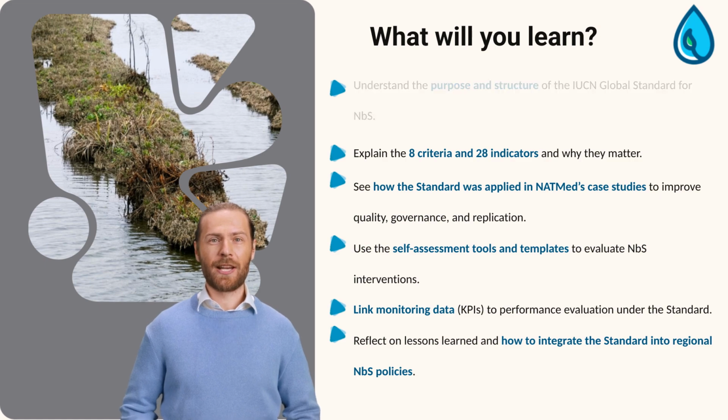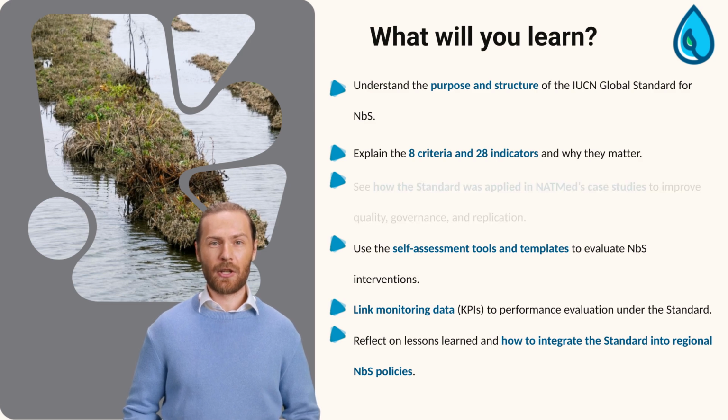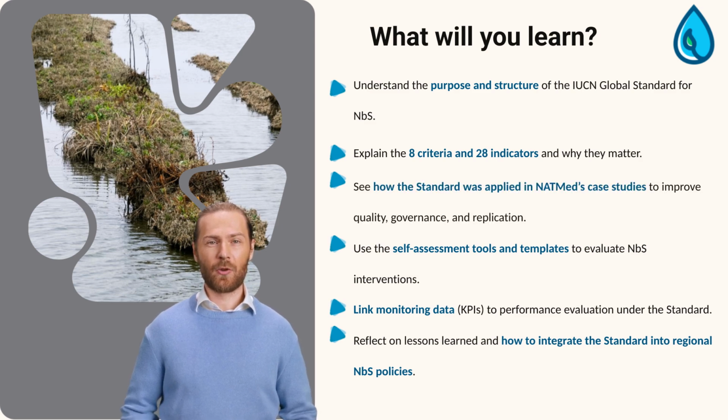First, you will understand the purpose and overall structure of the IUCN Global Standard for Nature-Based Solutions. You will then explore the 8 criteria and 28 indicators of the standard and why they are essential for ensuring quality, effectiveness, and credibility in NbS design and implementation. The module will also show how the standard was applied in NATMed's case studies to improve the quality of interventions, strengthen governance processes, and support replication.